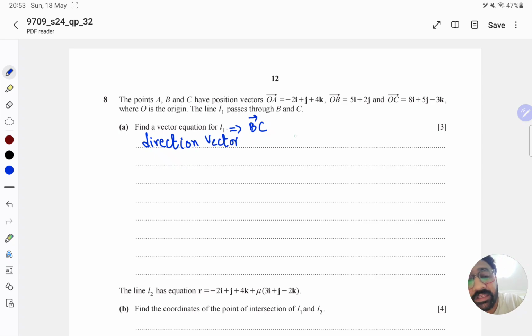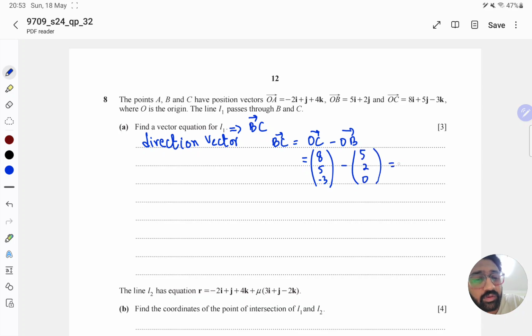We can find the direction vector of BC as OC minus OB. OC is (8, 5, -3) minus OB, which is (5, 2, 0). It will be (3, 3, -3).